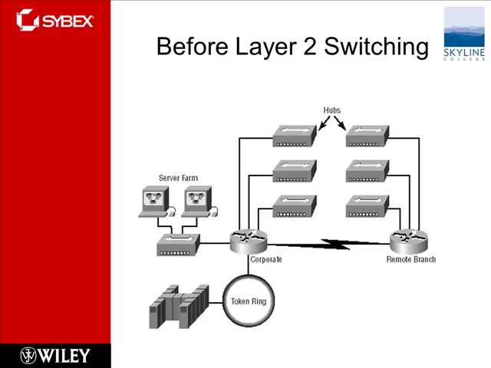Before Layer 2 switching, this is back to hubs. How many collision domains are here? How many collision domains on a hub? This is kind of a tricky picture, I guess, isn't it? How many collision domains do you see? I see 1, 2, 3, 4, 5, 6, because this goes into a router. A router creates a broadcast domain as well as a collision domain. The way this is drawn, there would be 6 of these things.